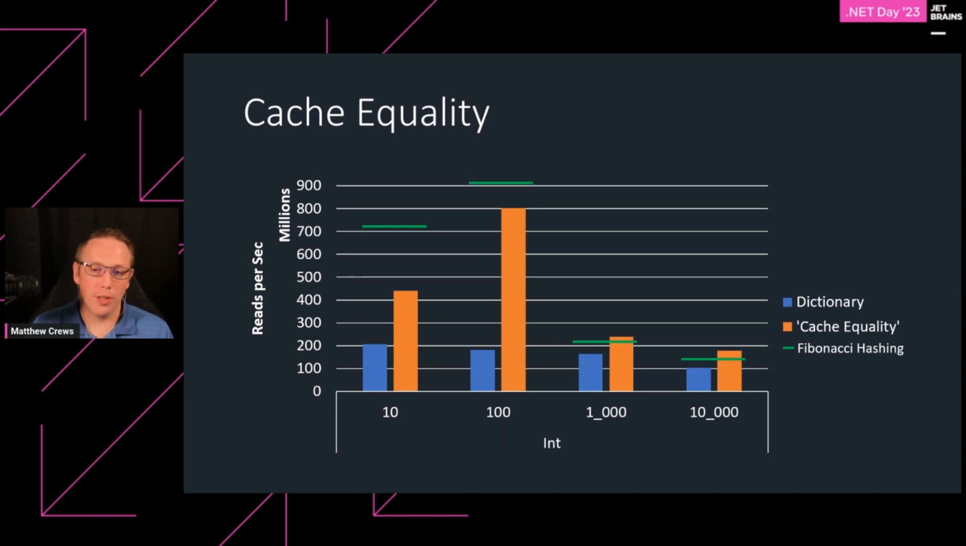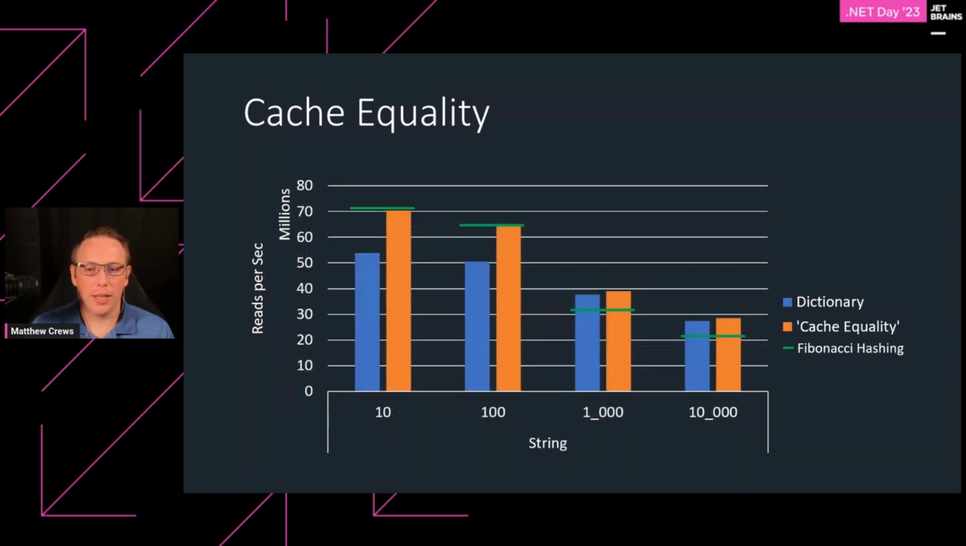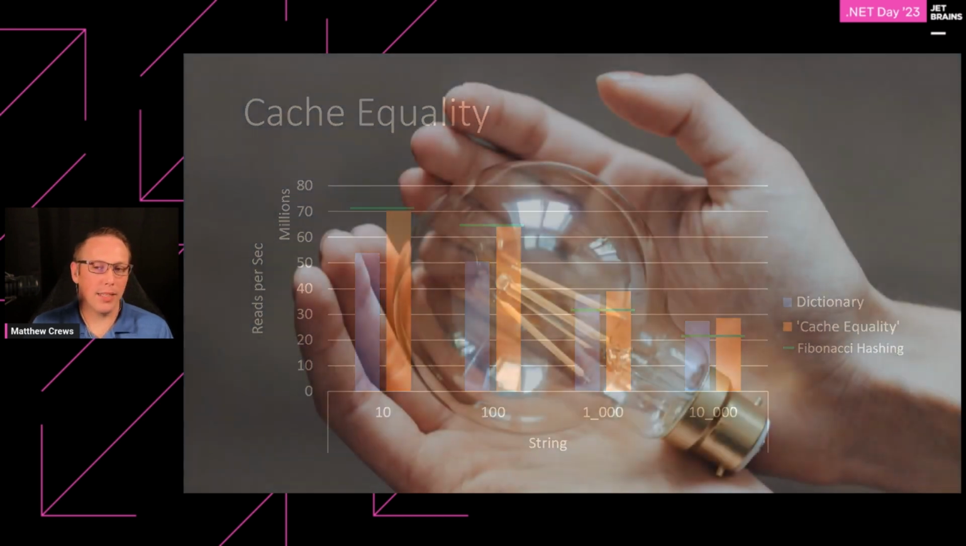It is slower for 10 and 100 element integer dictionaries and barely faster for 1,000 and 10,000. For strings, it is just as fast for 10 and 100 element dictionaries and faster for 1,000 and 10,000. And it's at this point I get an idea.